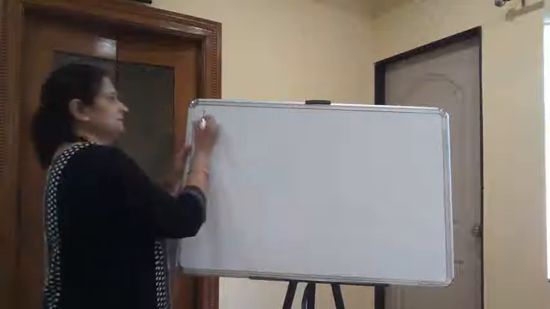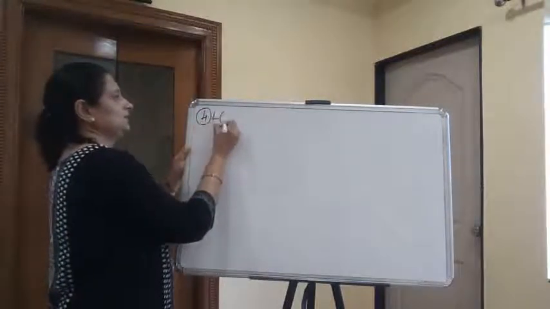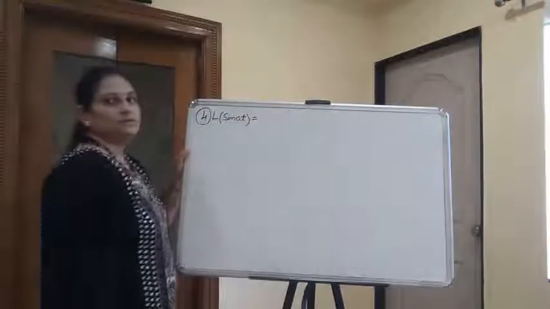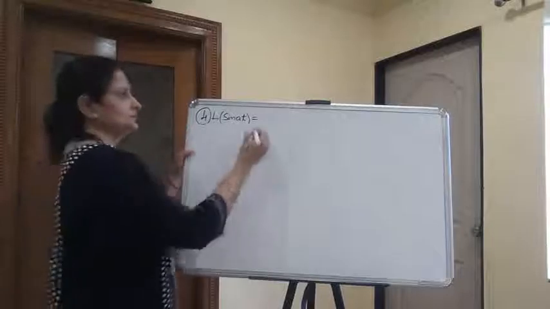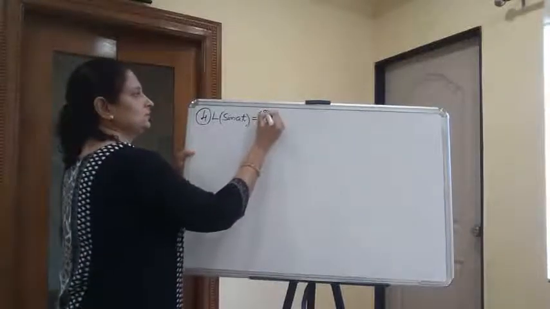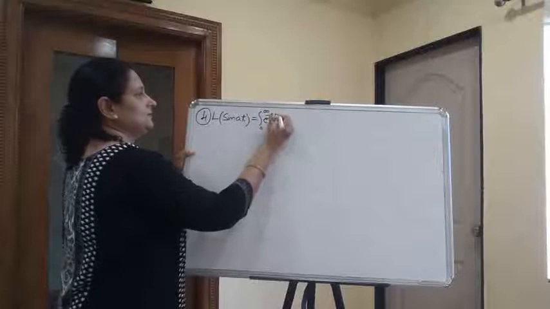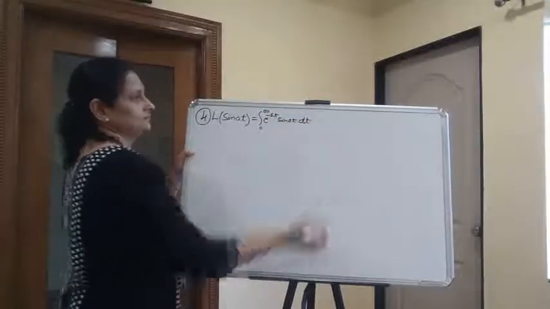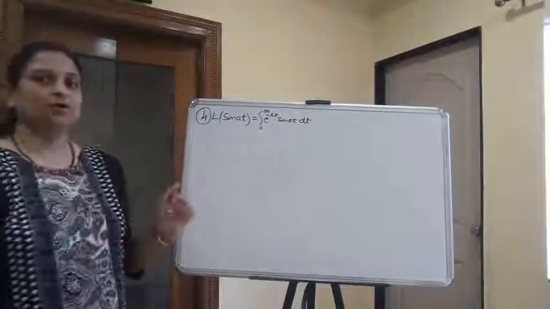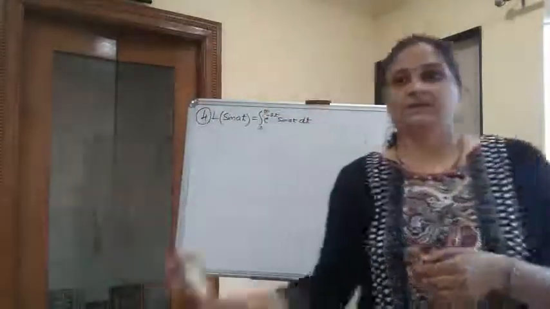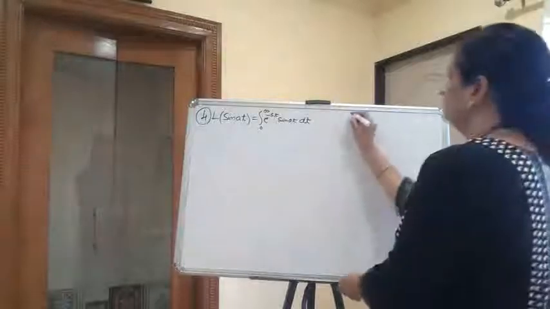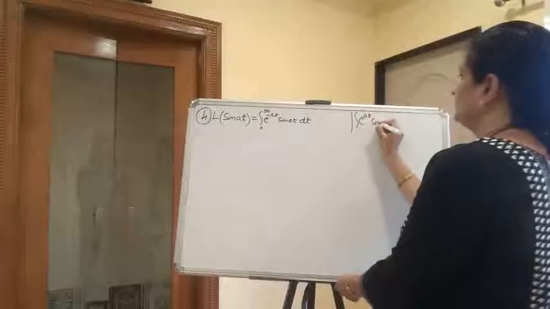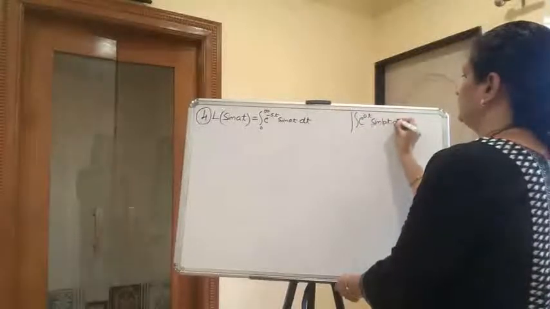The next elementary transformation, that is the fourth one, Laplace transform of sin at. Using the definition of Laplace transform, it is integral 0 to infinity e power minus st sin at dt. Using the basic formula of integration, we integrate this integral, and the formula is integration of e power at sin bt dt.